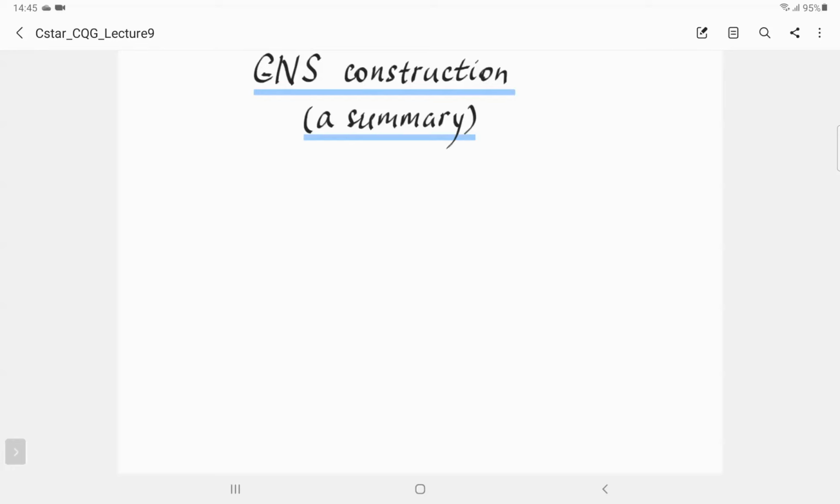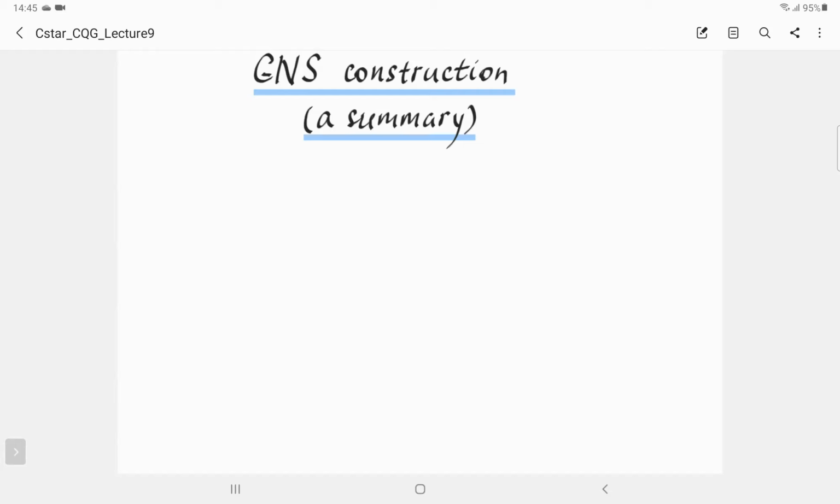Well, so in the previous lecture, we introduced the GNS construction, which is a useful tool of constructing representations of C-star algebras out of positive functionals. This construction is indeed very important, and we will constantly use it today. So to begin with, let's recall the basic steps of this construction.